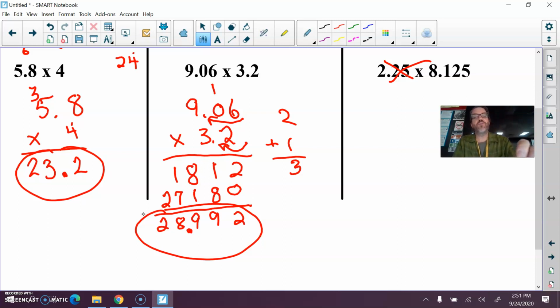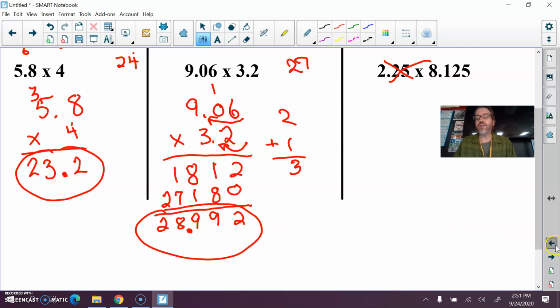Is my answer reasonable? If I had estimated 9 times 3, that's 27. Is my answer close to 27? Yup-a-doodles, it is. So I like my answer. It's very reasonable. The decimal point must be in the right place. I think I have time for like one word problem.